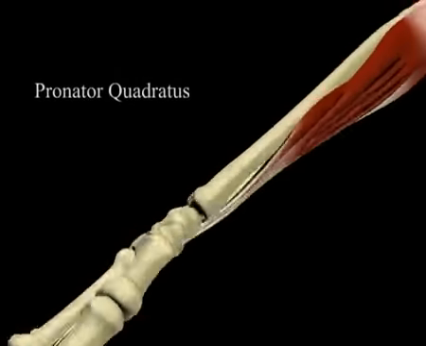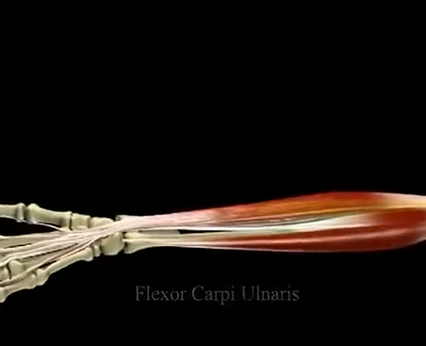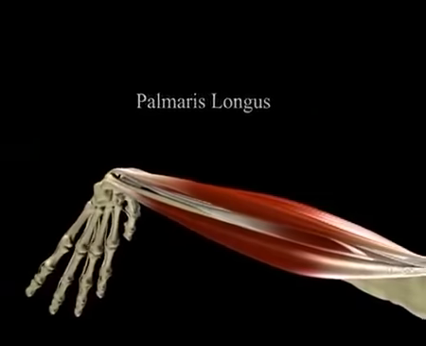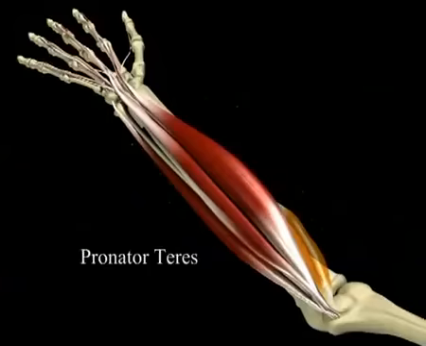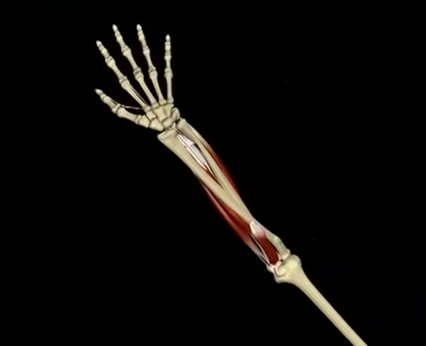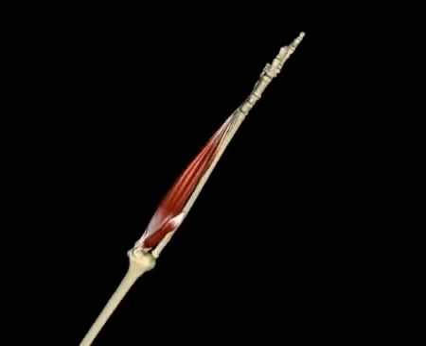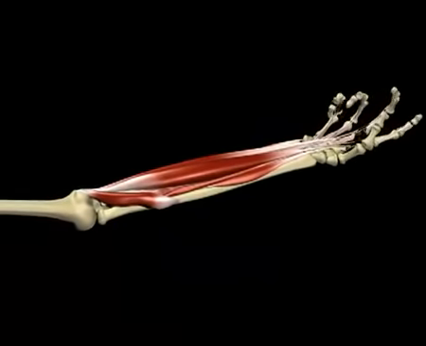Other muscles on the anterior side of the forearm include the pronator quadratus, which pronates the forearm, flexor carpi ulnaris, which flexes and adducts the hand, palmaris longus, which flexes the hand, flexor carpi radialis, which flexes and abducts the hand, brachioradialis, which helps to flex the forearm at the elbow during pronation, and finally pronator teres, which pronates and flexes the forearm.